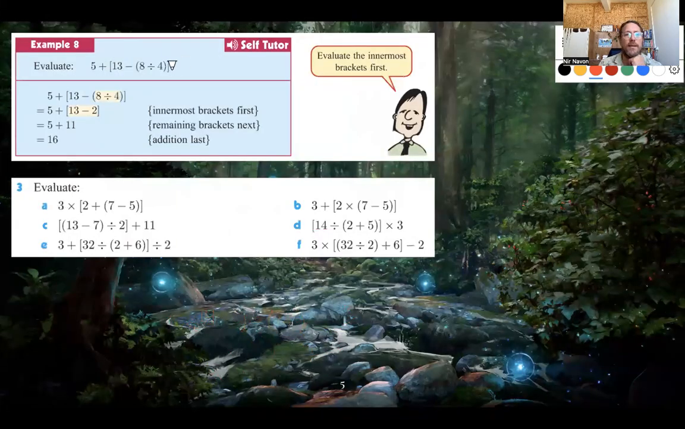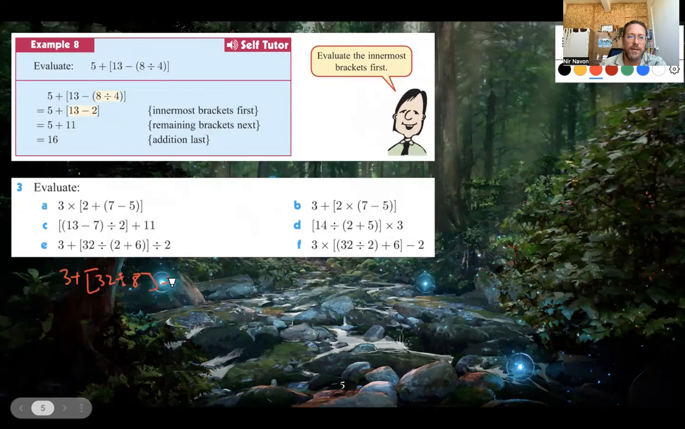Now we have 2 brackets. So first we evaluate the innermost one. That would be the 8 divided by 4. And then we work our way out. So that would be 3 plus 32 divided by 2 plus 6 is 8. That's the division here. Divided by 2. Now we're working with these brackets. 3 plus 4, 32 divided by 8, divided by 2. So now I have an addition and division. 3 plus 2. First I work with the division and then the addition.